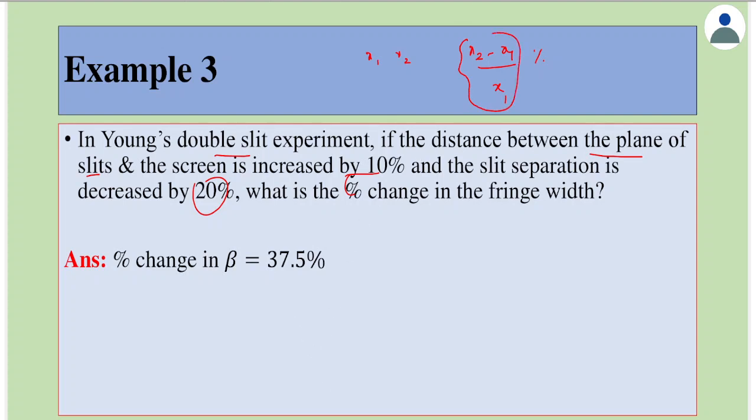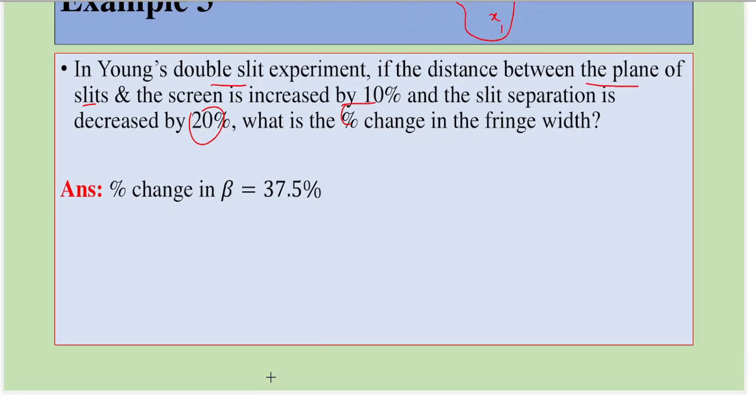Here it is about the fringe width. So you call the fringe width as beta in the initial case, and when the distance between the slits and the screen and the distance between slits itself is changed, then beta also will change. So let's call it as beta dash. So here we need to find what is beta dash minus beta by beta. So we need to find this first.